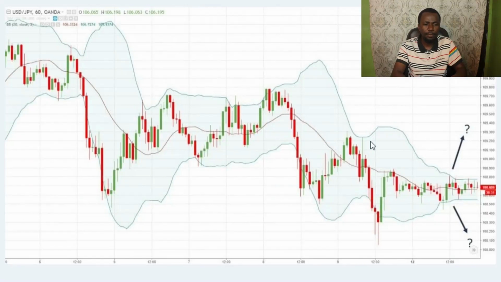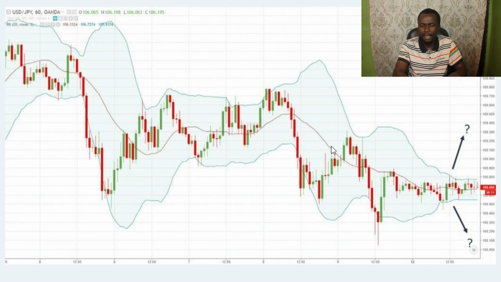So this is another example of what I'm talking about. You can see before, the market was in high volatility. You can see how big the Bollinger Band is, how expanded it is. This tells you that the market is in high volatility. You can see how big the candlesticks are.